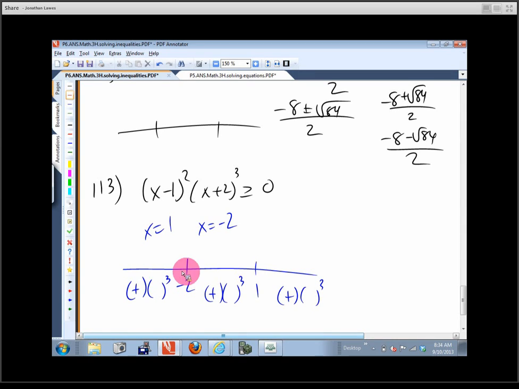So let's plug in a number that's less than negative 2. Let's say we plug in a negative 7. Negative 7 plus 2 would be negative 5. The big deal is there it's negative. So this is going to be negative, and then we want that to be greater than or equal to 0. Negative greater than or equal to 0? Nope, so this part doesn't work. Okay? And then you can finish it from there, can't you?